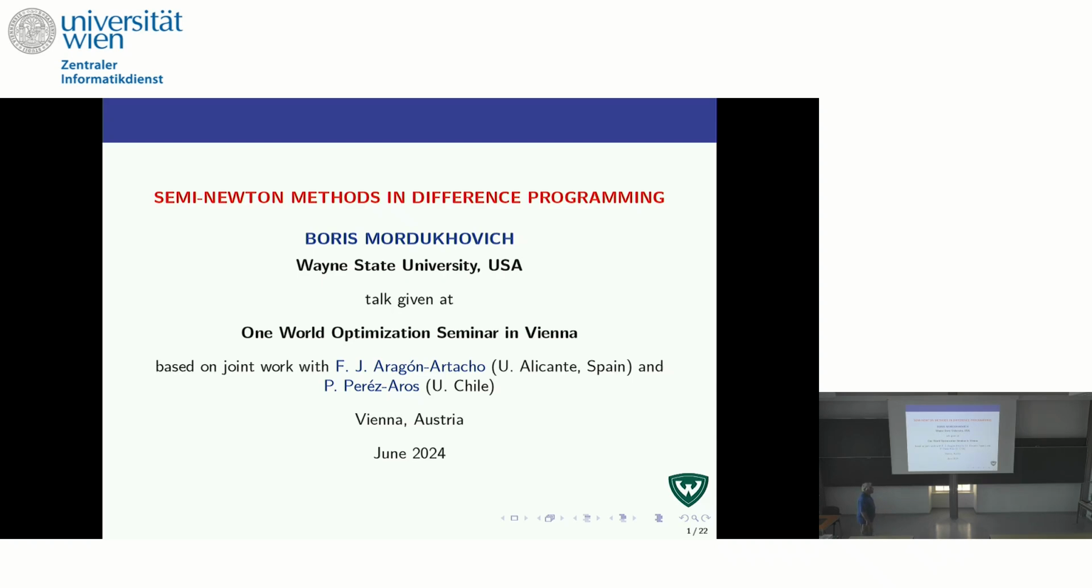Today I would like to talk about what we call semi-Newton methods in difference programming. This is joint work with Fran Aragon from the University of Alicante and Pedro Perez from the University of Chile. They have some other names, but the main names are Aragon and Perez, because there are so many Aragons and Perezes, they put some kind of dash. It's Spanish stuff. Sometimes Aragon is known as Aragon-Artacho, and people refer to him as Artacho, but that is wrong. He is Francisco Aragon. Anyway, this is joint work which will be published soon in Mathematical Programming. But here I would like to present the main issues.